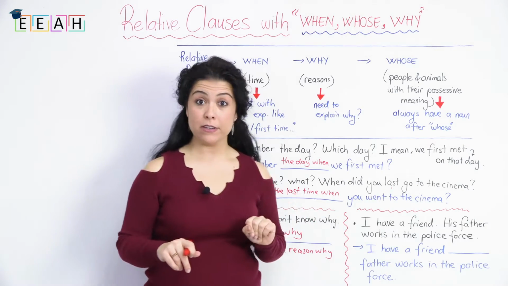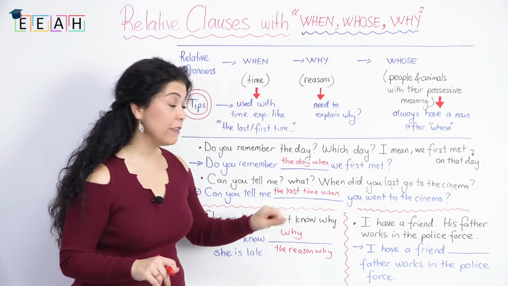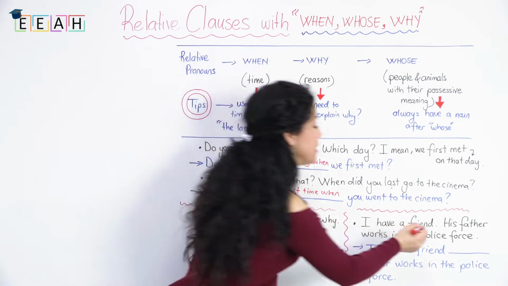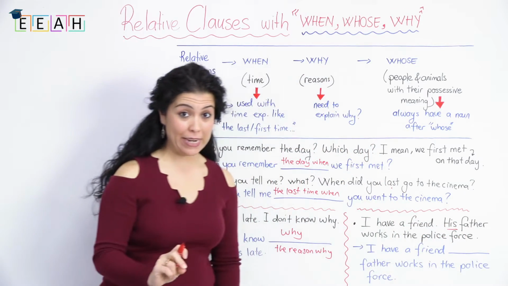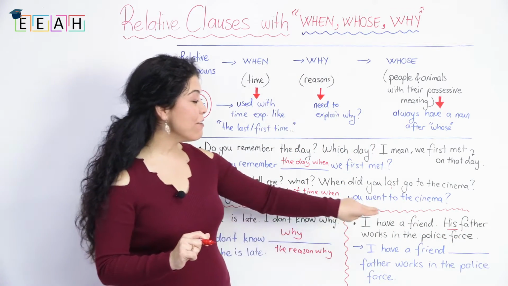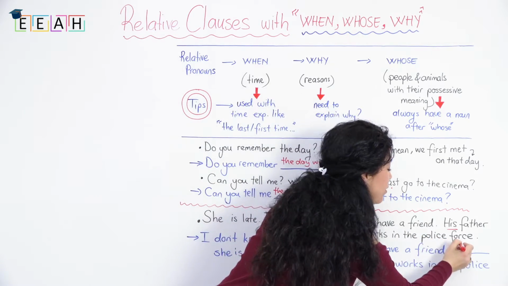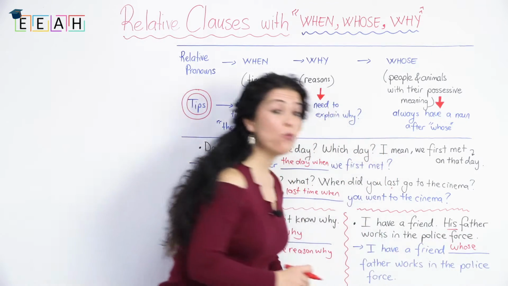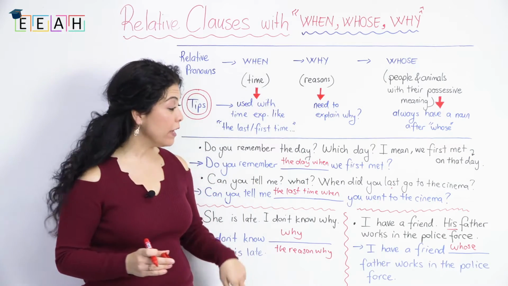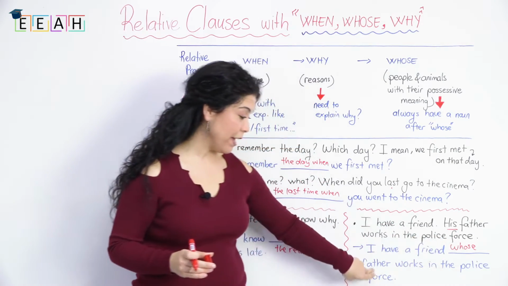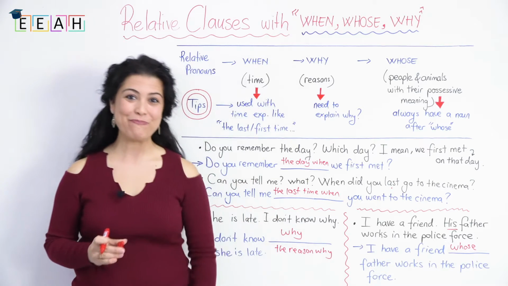And the last one, whose. I have a friend. His father works in the police force. His is the word with the possessive meaning here, right? So I have a friend whose father, okay? Whose father works in the police force. So here, after whose, we have a noun. Remember?